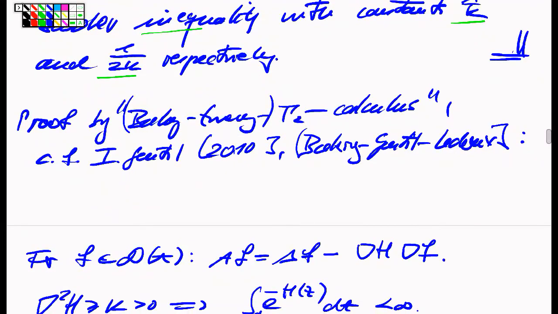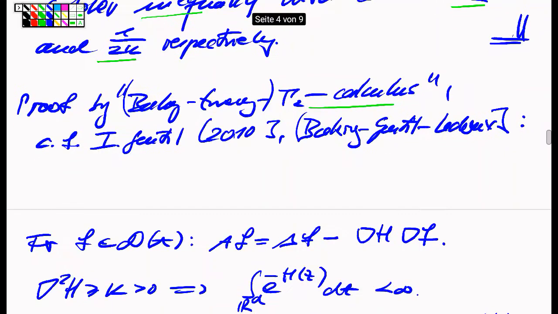This is a very classical statement nowadays, and the first and easiest way to prove that is by what is called the Bakry-Emery gamma 2 calculus, which was developed in the early 1980s by French mathematicians Dominique Bakry and Michel Emery. It is something very nice and efficient. You can find it nowadays everywhere in the literature.